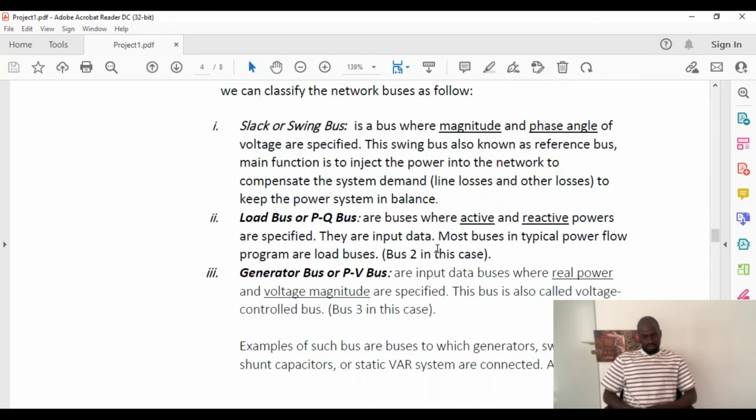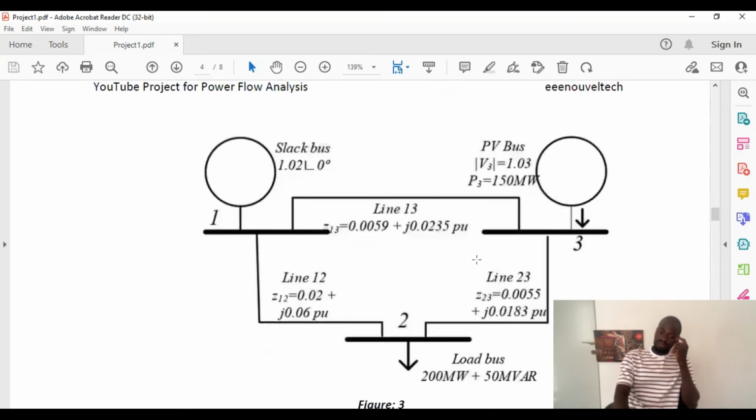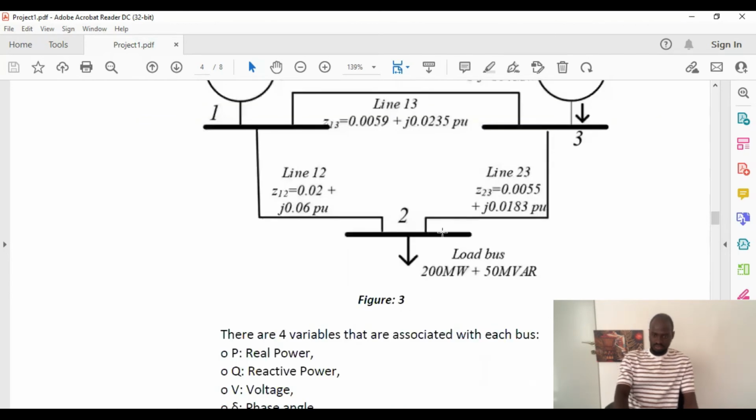And generator buses or PV buses are buses where real power and voltage magnitude are specified, as you may see here in our bus 3. This is the generator bus. I'm sorry, I showed you bus 3 in the previous one. It should be bus 2, which is the load bus here. You can see the P and Q values.